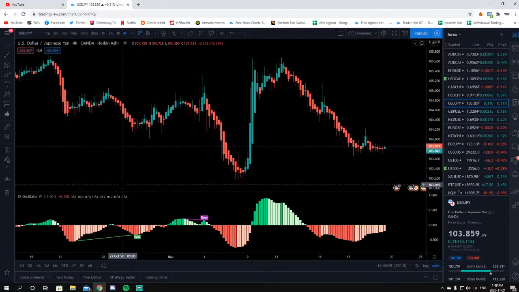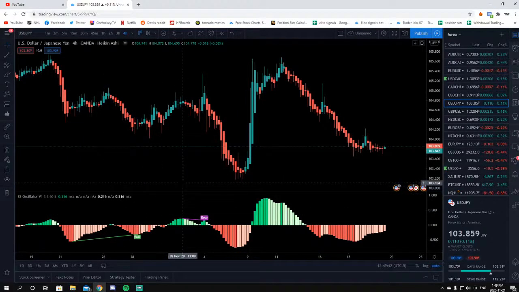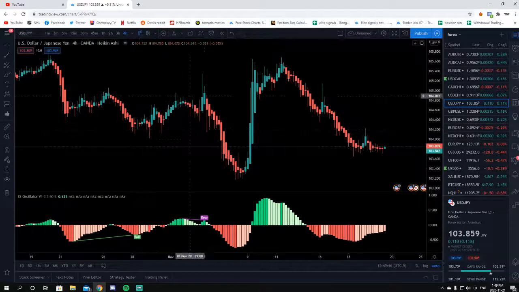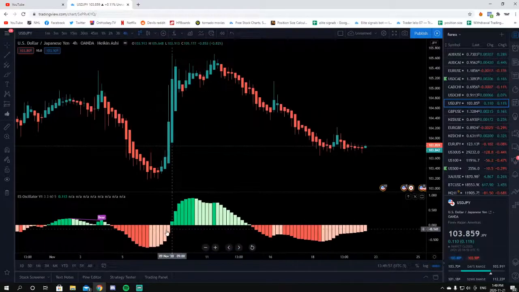Also, we added the feature to check for divergences. I'm not gonna go into super detail on what a divergence is, but it pretty much is when the price action up here does not add up with the indicator down here. And usually when that happens, it's a very good sign of a reversal happening soon. And our indicator tracks that. So for example, right here, it pointed out a bearish divergence, which means that it expects the price to go down. And that's exactly what happened.